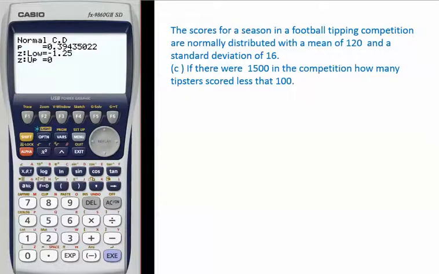And the last part of the question, say there were 1,500 in the competition, how many tipsters would have scored less than 100? Well, first of all, we have to find the percentage of tipsters who scored less than 100. So we proceed, as we've done, writing down always the mean and the standard deviation, always drawing a diagram. So now our picture shows the mean at 120, marking 100 as we did before, but now it's to the left of 100, less than 100. So we need to use our graphics calculator to find that probability and change it to a percent.